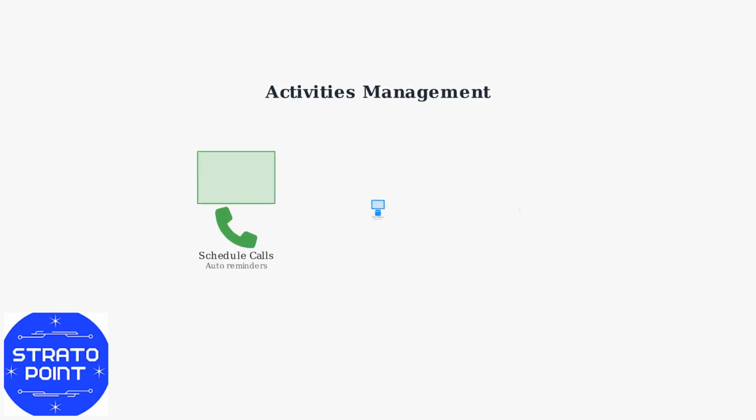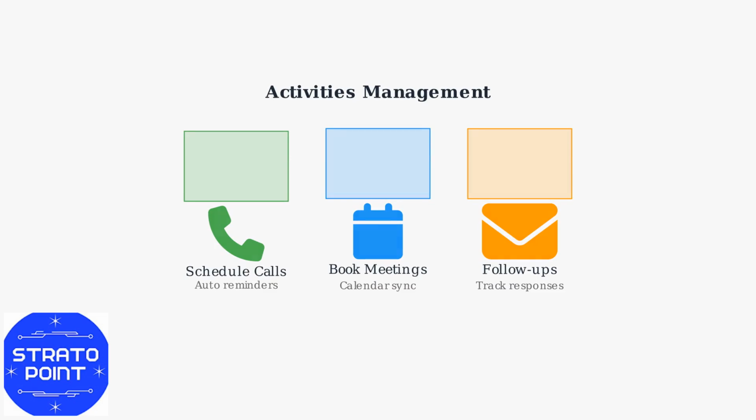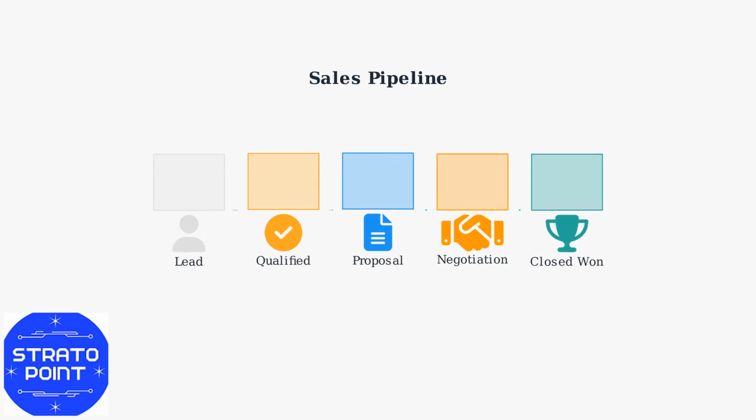Odoo's activities management system helps you schedule and track all customer interactions. You can plan calls, meetings, and follow-ups with automated reminders to ensure nothing falls through the cracks. As opportunities progress through your sales pipeline, you can easily update their status in Odoo. The visual pipeline shows each stage clearly, from initial contact to closed deals.